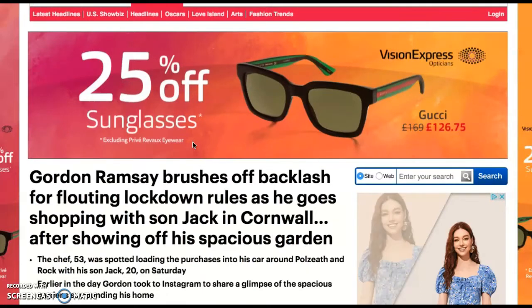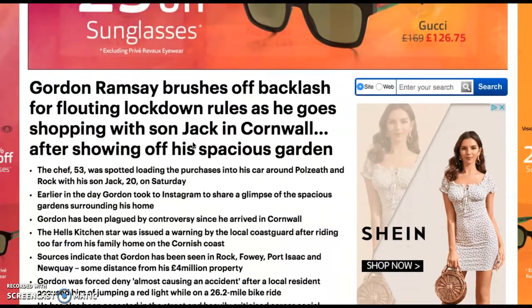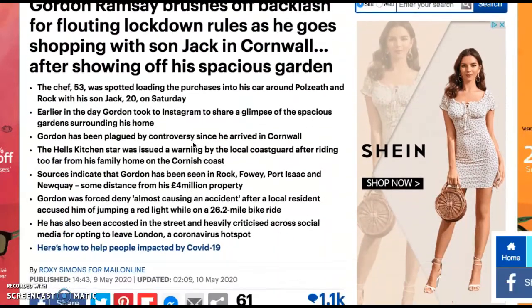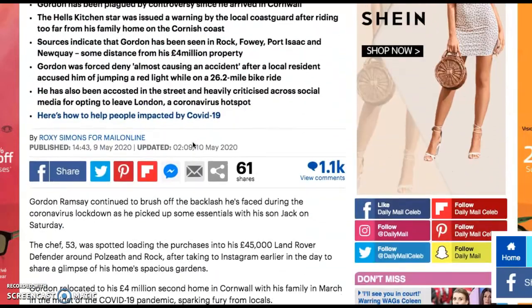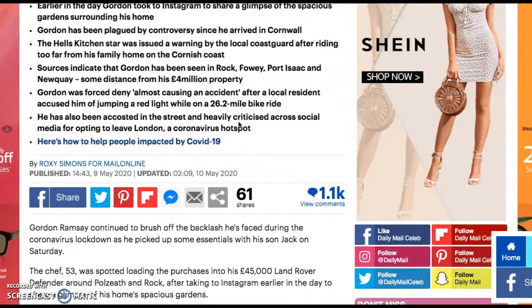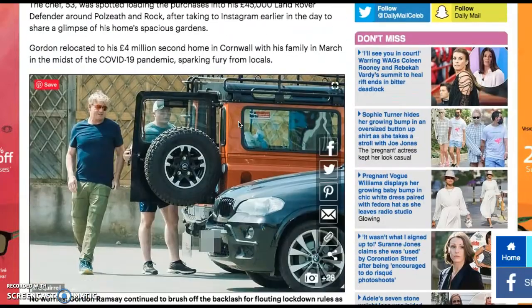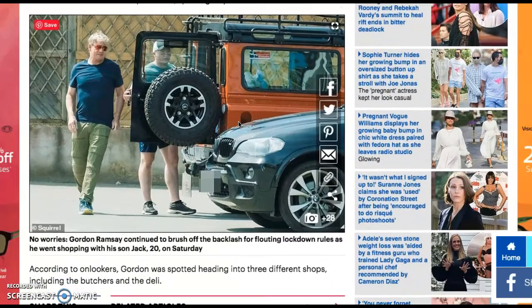who's come under some fire because he's gone to his second home during lockdown in Cornwall. Have a look at this article. First of all, have a look at how many different ways you can share it, how many times it has been shared. This is from yesterday, but it's been updated today. It's got over 1,000 comments on Gordon Ramsay and how he has essentially been to the shops with his family.